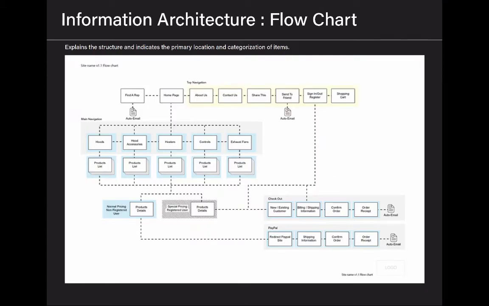So here's a basic information architecture flowchart. I think this one is for an online store for auto parts. Yeah, that's what it looks like, right?